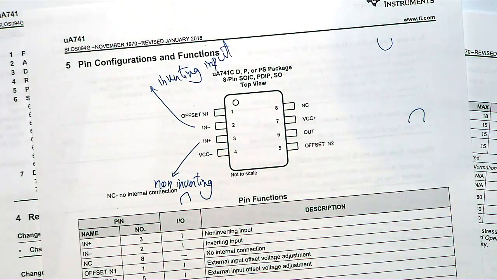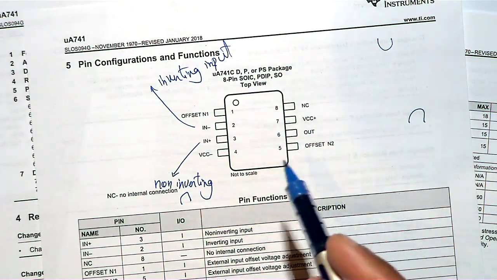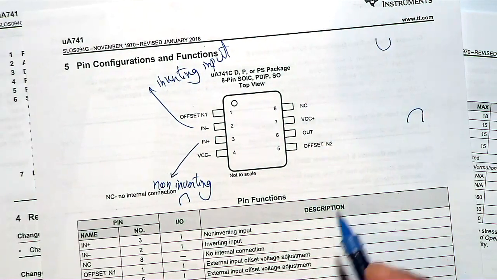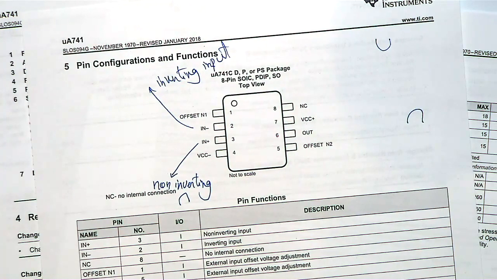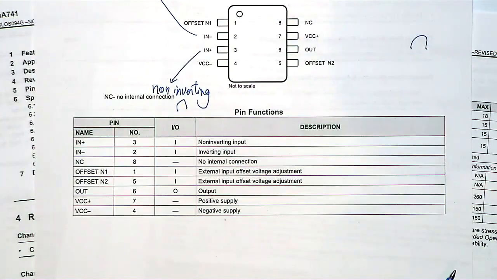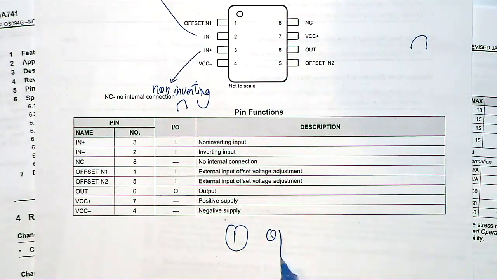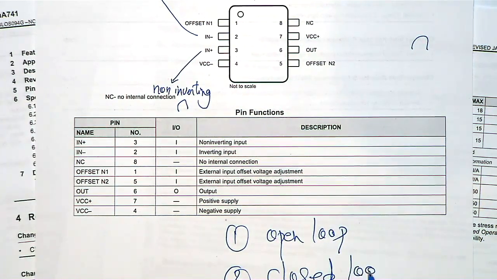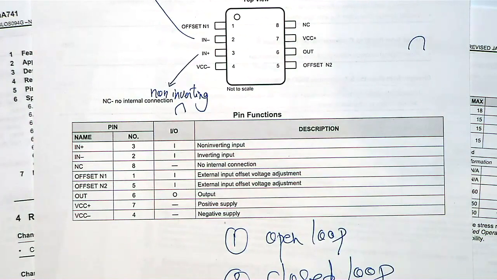Then, about this operational amplifier: because some students didn't do ECD, that's the reason I am explaining this concept again. So an operational amplifier can be operated in two ways. The first one is open loop, the second one is closed loop. So what are the differences? We already studied this in ECD.